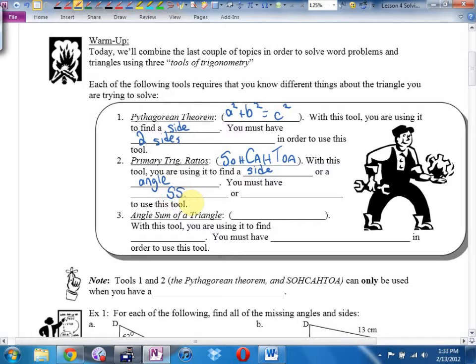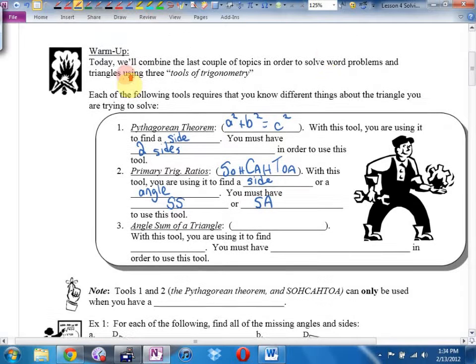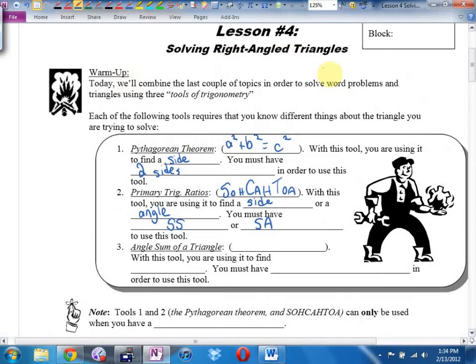Remember our congruency rules? Or, what do you think SA stands for? One side and what, Emma? One angle. And the 90-degree one. You need that one, too, because it does say at the very top here, solving right-angle triangles. If they don't give you that, all the rules are off.